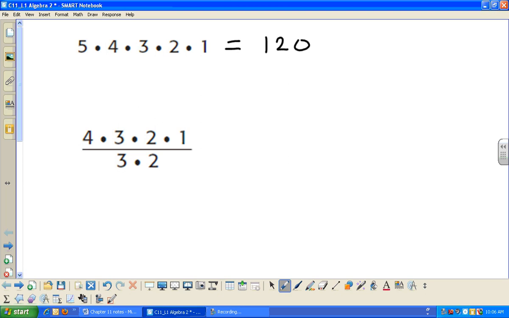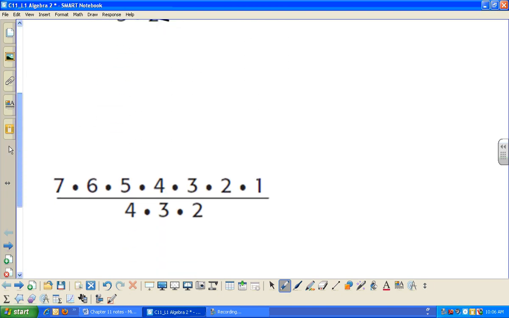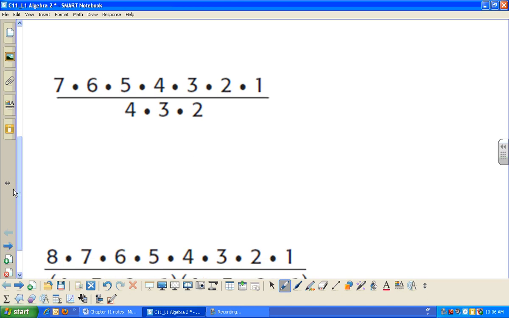If I have the numbers 4 times 3 times 2 times 1 over 3 times 2, I can cross out the 3 and 2 on top with the 3 and 2 on bottom because it's all multiplication. So this answer would just be 4. If I have the equation 7 times all the way down to 1 and 4 times 3 times 2 on bottom, I can cross out all the 4 times 3 times 2 on both top and bottom. And if I multiply that in my calculator or in your head, I would get 210.